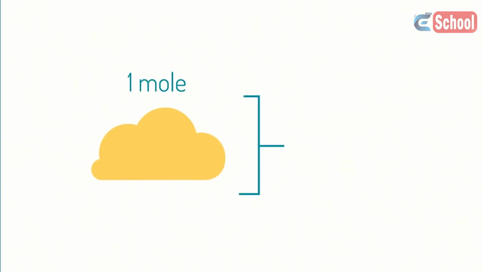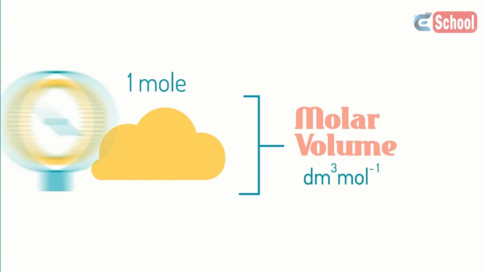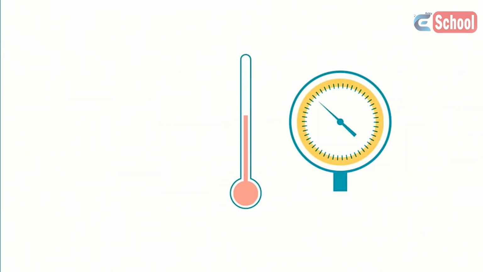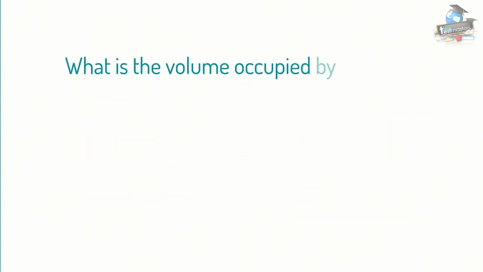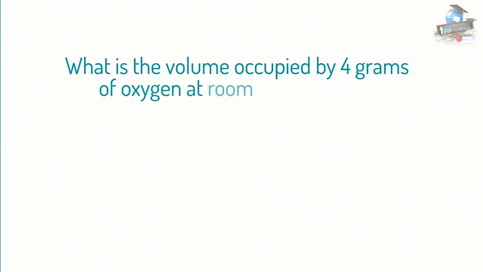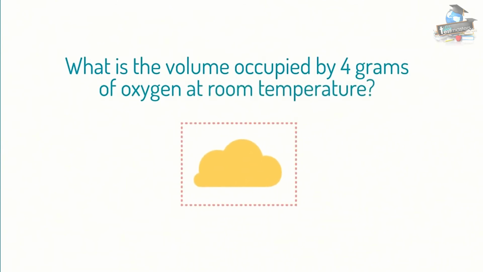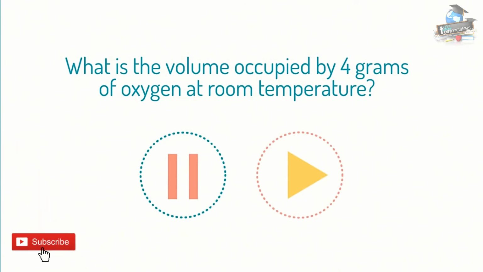The volume occupied by 1 mole of a gas is called the molar volume. Molar volume is measured in decimeters cubed per mole. At room temperature and pressure, the molar volume is taken as 24 decimeters cubed per mole. Let's look at an example. What is the volume occupied by 4 grams of oxygen at room temperature? Do you feel ready to work this out yourself? If so, pause the video while you work it out and press play to resume to get the answer.